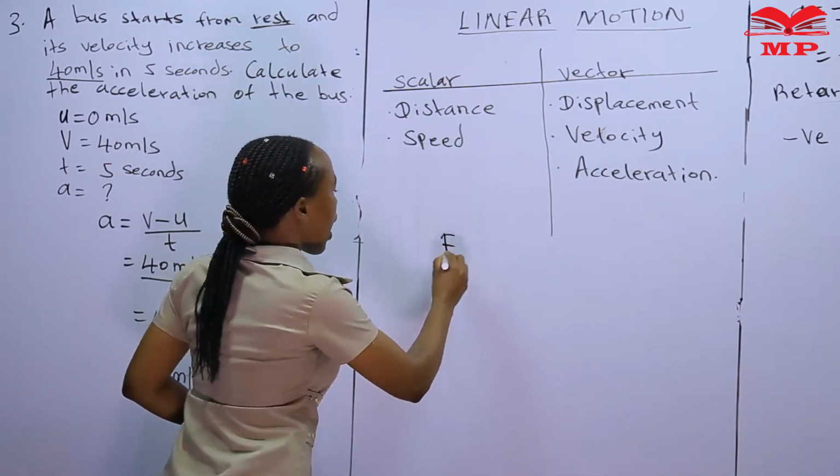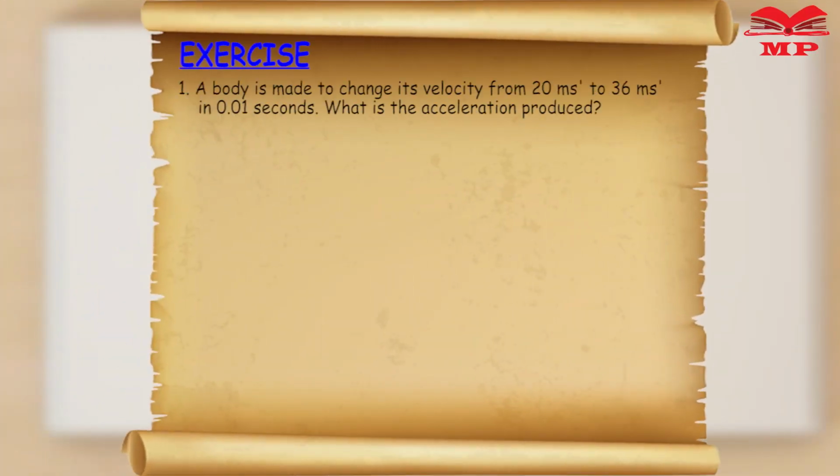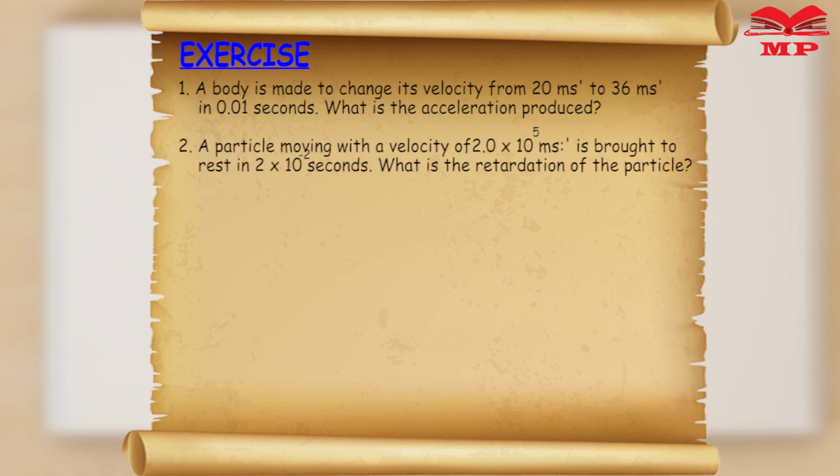I'd like to give you an exercise. Question number 1. A body is meant to change its velocity from 20 meters per second to 30 meters per second in 0.01 seconds. What is the acceleration produced? Number 2, a particle moving with a velocity of 2.0 times 10 power 5 meters per second is brought to rest in 2 times 10 power negative 2 seconds. What is the retardation of the particle?